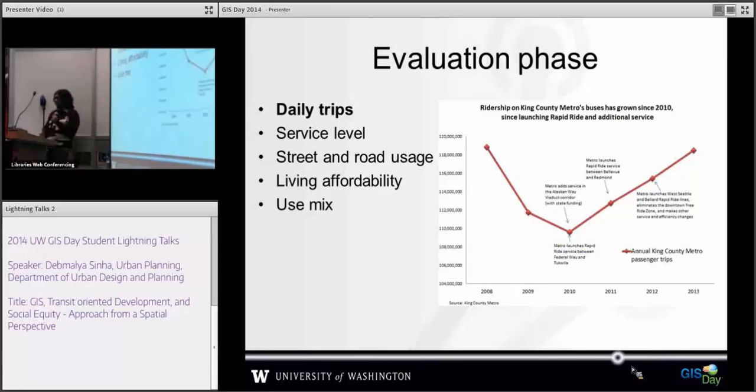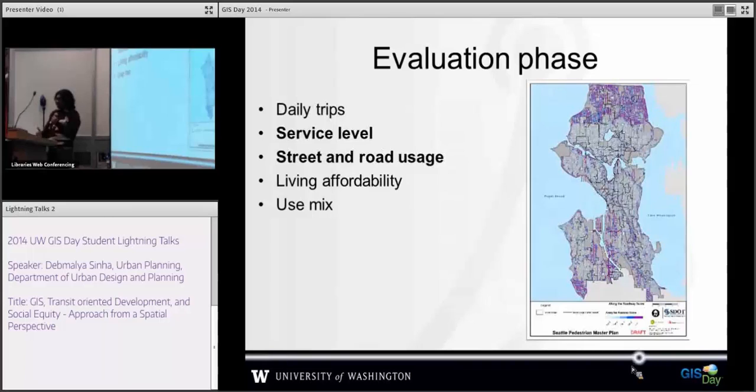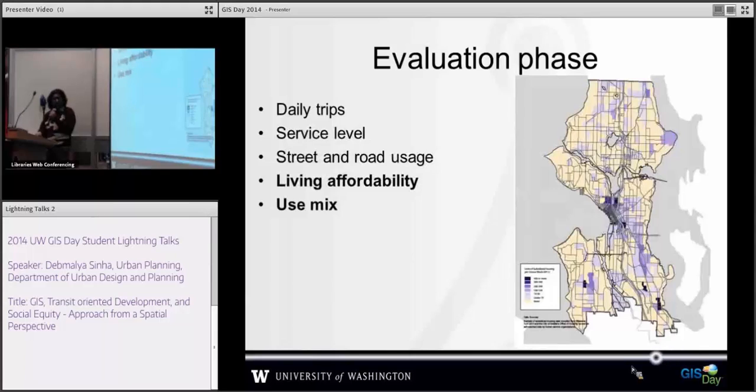Then comes the evaluation phase. After you propose a decision, you compare the daily trips of a car dependent area to an area that's transit oriented development, and you check the service levels, whether more services are required, if a time bound frequency is required, or the streets and road usage, whether they are used frequently, or whether there are some areas of concern. If people are not feeling safe, you locate them according to GIS and take measures from there. Also it comes with living affordability, whether it's not there because the demand increases, and also the use mix, whether the use mix that was designated or thought of is there or not.